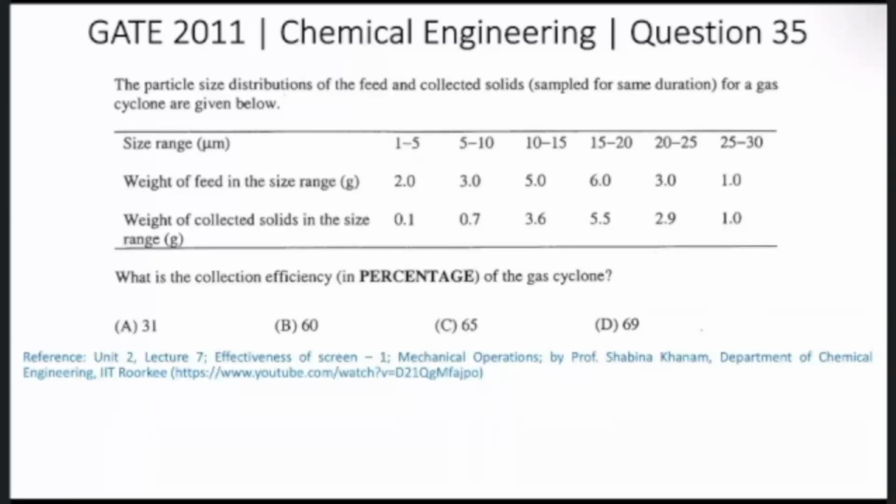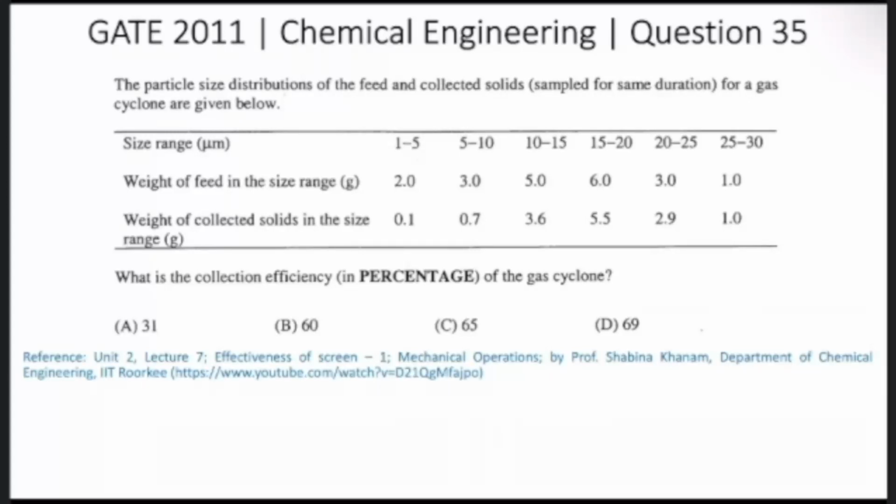So this is a question from the cyclone separator part in mechanical operations, and the NPTEL lectures can be found in Unit 2, Lecture 7, Effectiveness of Screen, Mechanical Operations by Professor Shabina Khanam, Department of Chemical Engineering, IIT Roorkee.